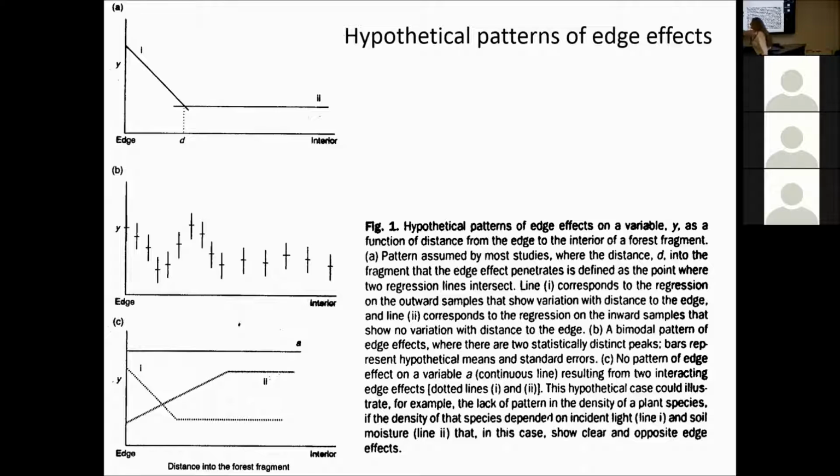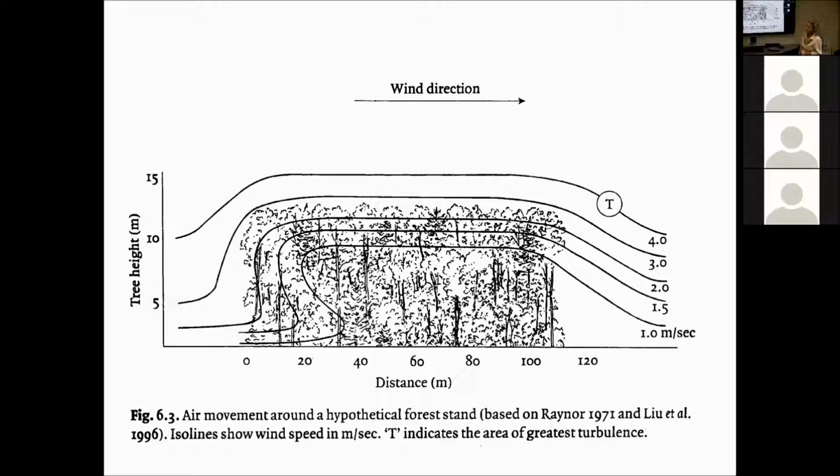Or it may be that you're measuring something, Y, but Y is being affected by two different things that have absolutely opposite effects at the edge, so when you measure Y, it looks like there's no edge effect. In reality, there are edge effects, but they're more complex than you think. So edge effects can actually be difficult to measure.